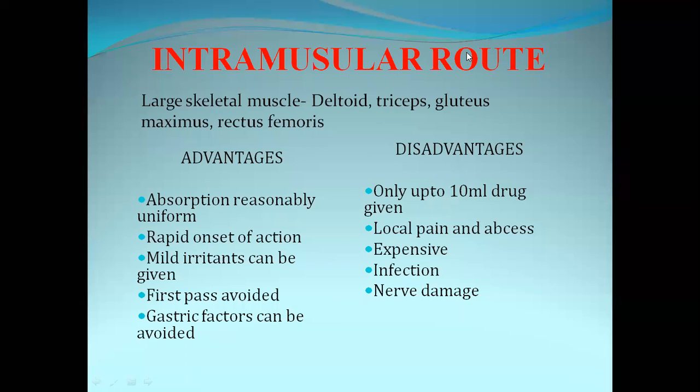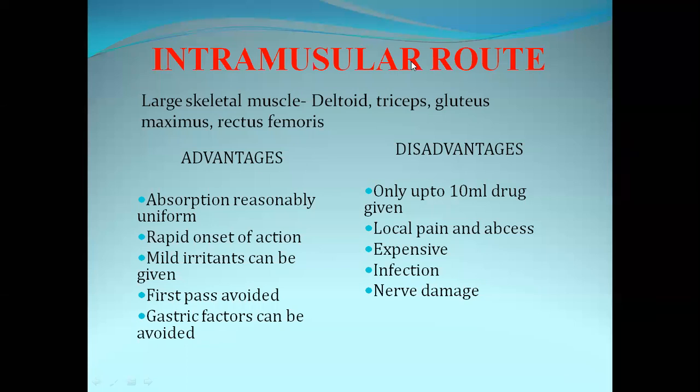Rapid onset of action is present. Mild irritant drugs can be given through the intramuscular route of drug administration, and first pass metabolism is avoided. Gastric factors, that is gastric pH and gastric juices, are also avoided with the intramuscular route.